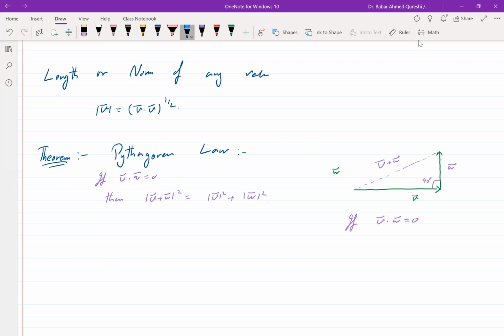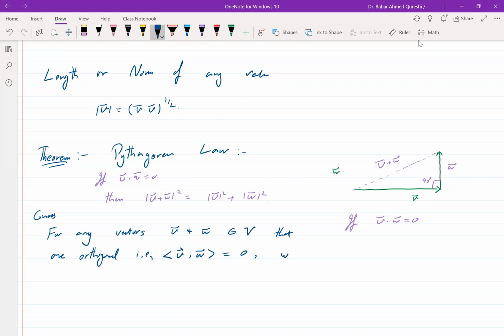Now, in general, what would it say? Let me just use the notation for any, this is a guess from this geometric intuition. For any vectors, and let's see if it turns out to be true, v and w belonging to any vector space V that are orthogonal. What is our definition of orthogonal? That their inner product is 0. We will have the length of v plus w is equal to the length of v square plus the length of w square.